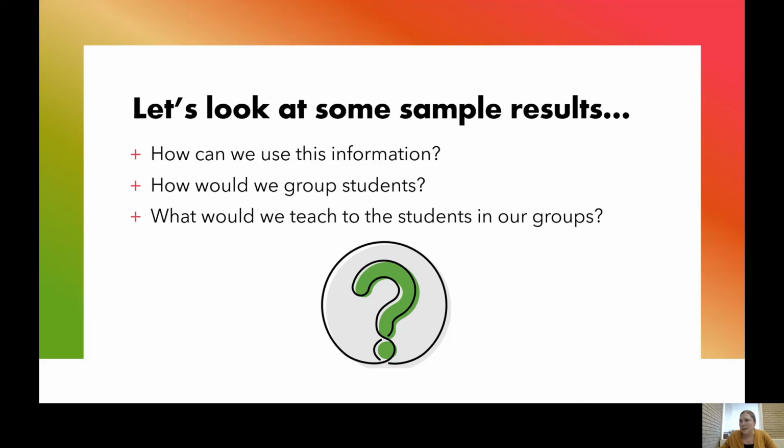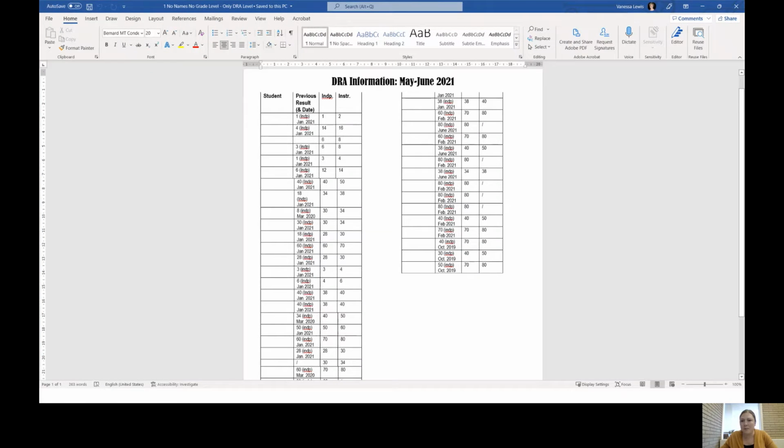So I'm going to switch to a data screen for you. So this is some sample data. Here we have our data, and looking at it, you can see that the teacher or teachers have recorded the previous result and the current independent and instructional levels. Based on this, what could we do?